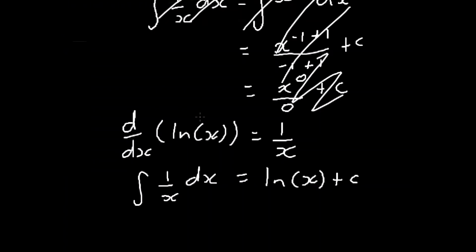But now you're asking, what happens if I add a 3 here? Let me change the color. What happens if I add a 3 there? Well, then the 3 must also be put into here, and then we must also divide by that 3 as well.